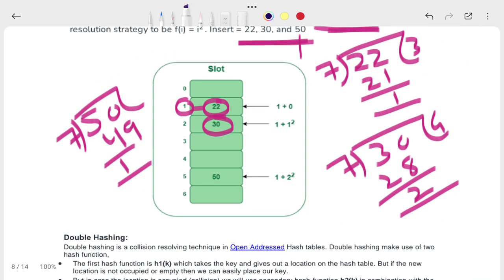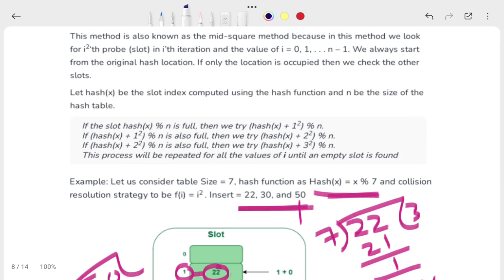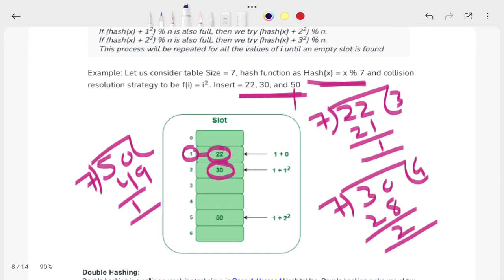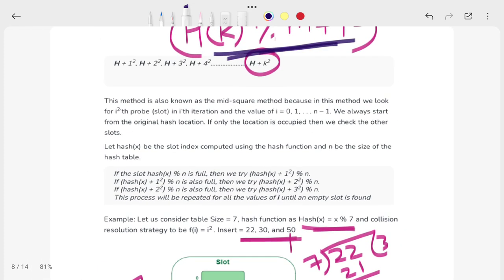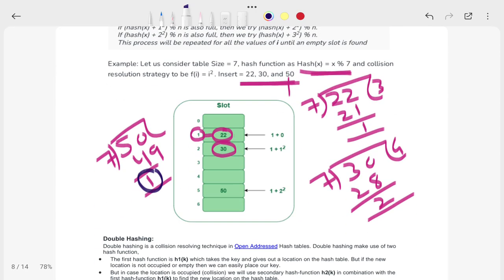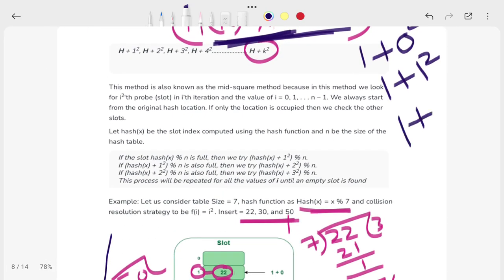Whenever there is already data, a collision has started. When a collision starts, I will use this formula. The output I got is 1, meaning the hash modulo m is 1. So I check 1 plus 0 square, the same place. Then 1 plus 1 square: is it possible there? 1 plus 1 is 2, already there is data. Now 1 plus 2 square: 2 2s are 4, 1 plus 4 is 5.